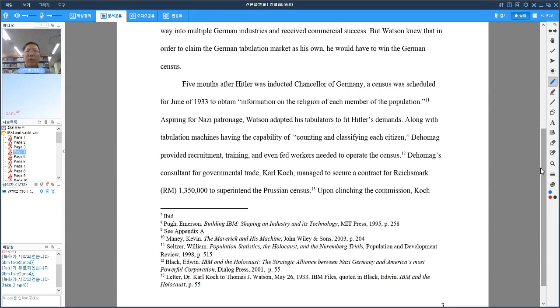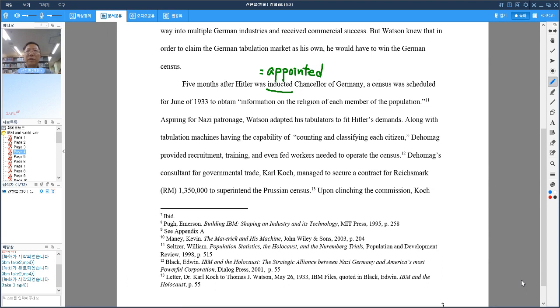Five months after Hitler was inducted Chancellor of Germany, census was scheduled for June of 1933 to obtain information on the religion of each member of the population. So five months after Hitler was appointed Chancellor of Germany, the census began in June 1933 to obtain information on the religion of each member.